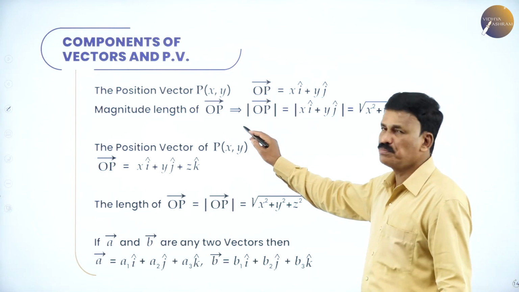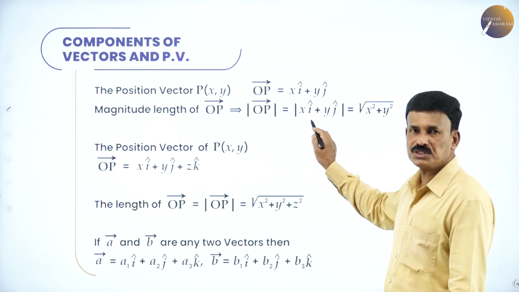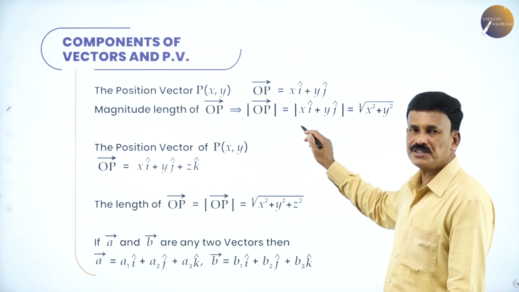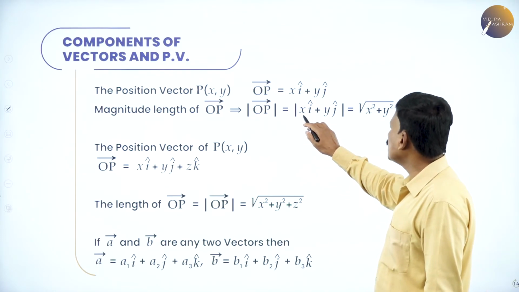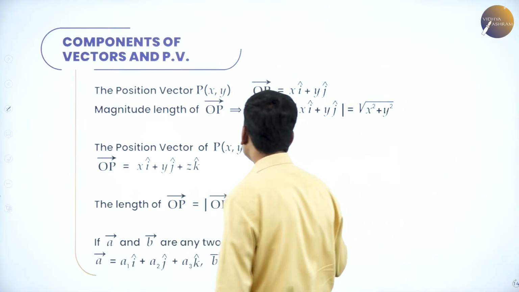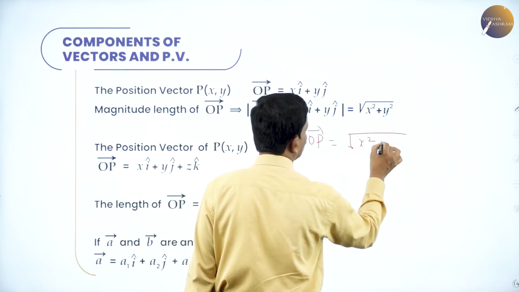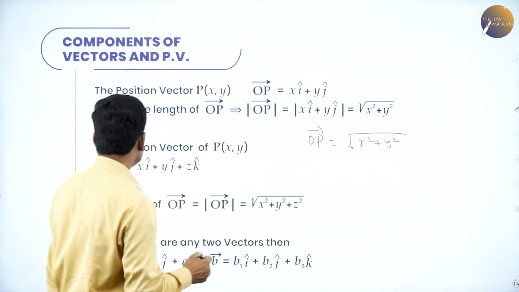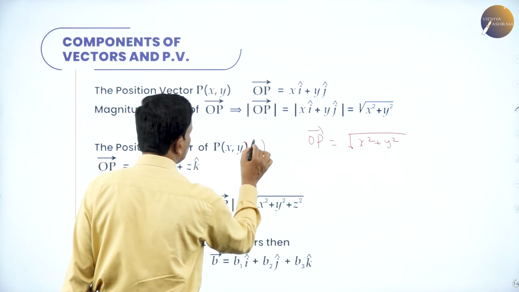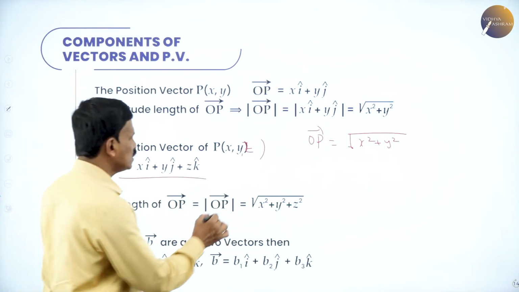whereas the length of OP, the magnitude of xi plus yj, is nothing but the square root of the sum of the squares of the coefficients of i, j and k. The coefficient of i is x, so x square, plus y square for the j coefficient. So the magnitude of OP, the length OP, is equal to root of x square plus y square. In case of the position vector x, y and z, P is equal to x comma y comma z.